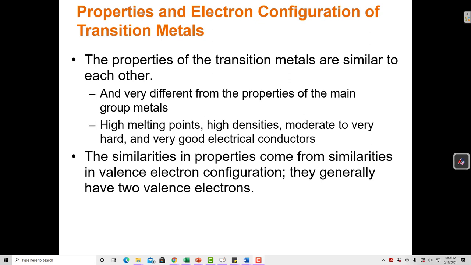In this video, I'm going to cover the properties of the transition metals. Transition metals have properties that are similar to each other, but different than the properties of main group metals. Remember, the main group metals are like the alkali metals and the alkaline earth metals. Those main group metals are generally fairly soft. For example, you can cut pure sodium metal with a butter knife. It's a very soft metal.